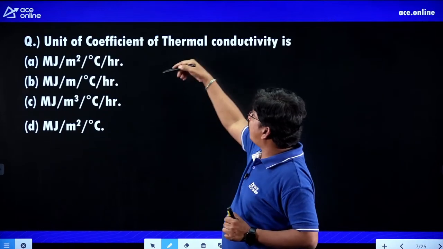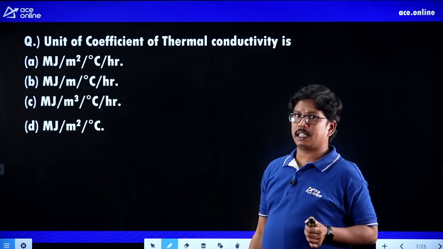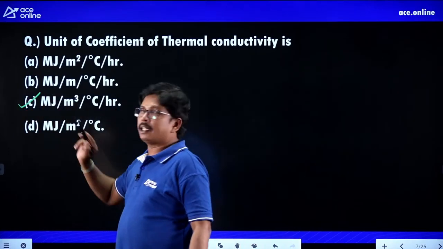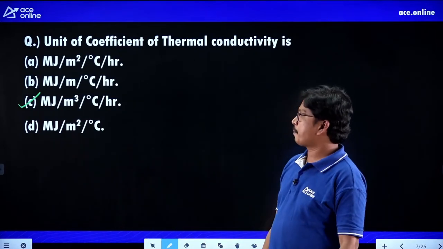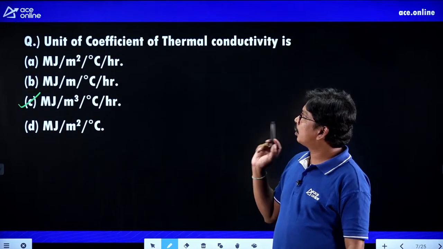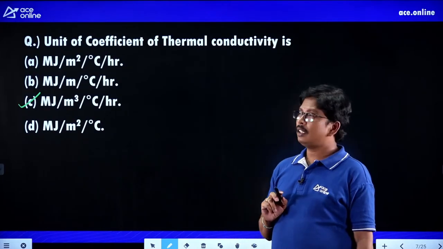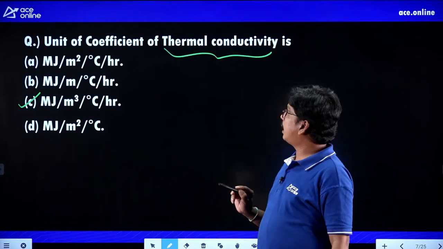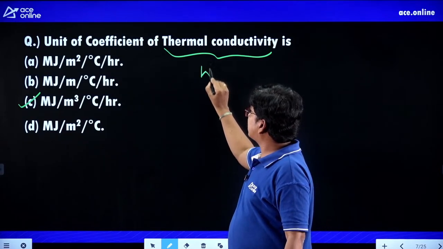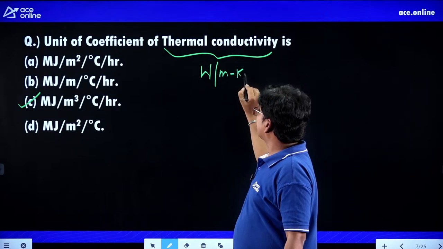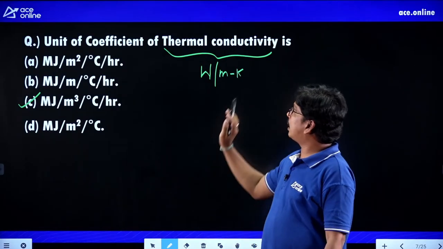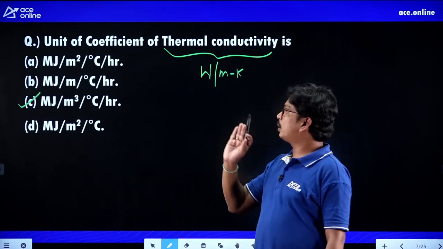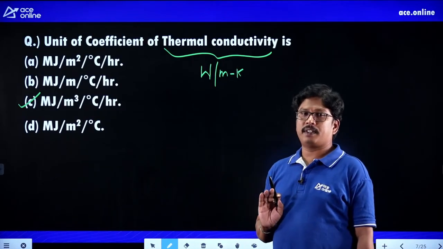They are asking what is the unit of coefficient of thermal conductivity. The unit of coefficient of thermal conductivity will be megajoules per meter cube per degree centigrade per hour. And what is the unit of thermal conductivity? The unit of thermal conductivity is watts per meter Kelvin. So try to remember the units also. They are asking questions related to units also in utilization of electrical energy, students.